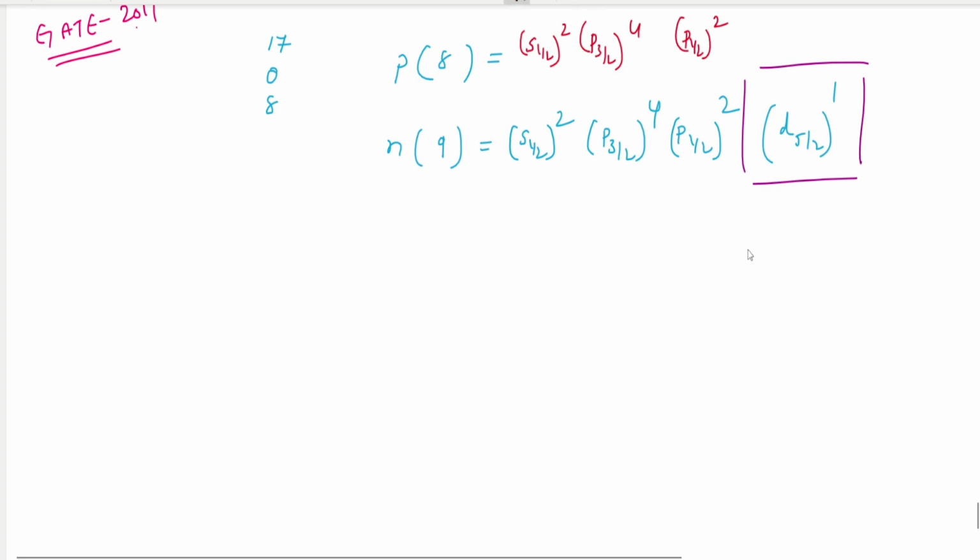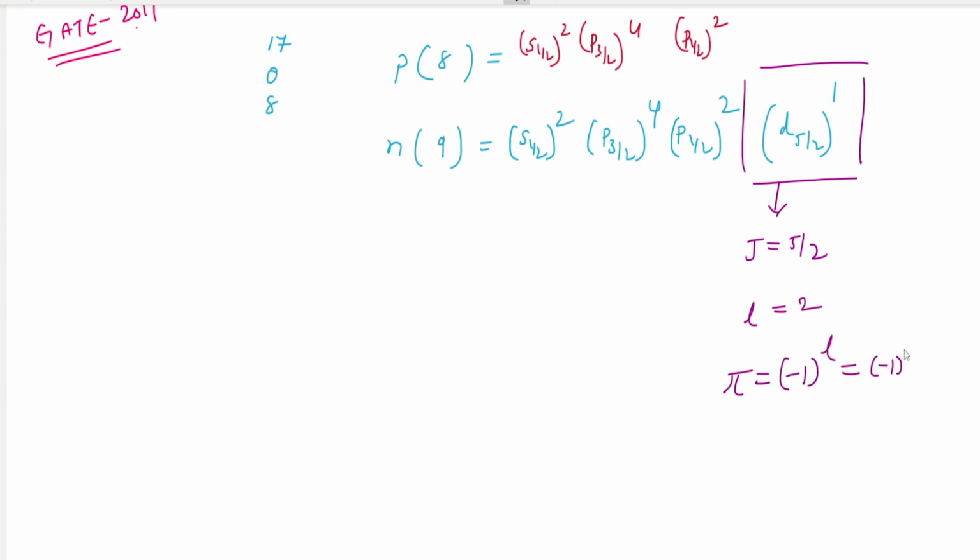So here what is J value? J equal to 5 divided by 2. So what is L value here? 2, right? So what is parity? Parity equal to minus 1 whole power L, that is equal to minus 1 whole square, that equal to 1, is positive. So therefore our answer is J pi, right? That equal to what is J? 5 divided by 2 whole power. This is the correct answer.